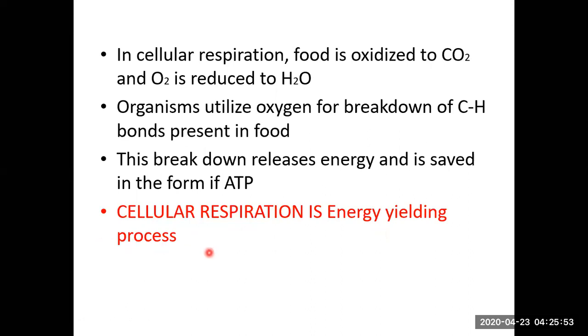So let's have a quick example according to your book. When we burn a fuel, it utilizes oxygen, obviously, and yields energy in the form of light and heat. In this burning process, oxygen is used to break C-H bonds, while in our body, C-H bonds in our food are broken down utilizing this oxygen. And finally, this energy, which is released in this catabolic reaction, is stored in the form of ATP, which is adenosine triphosphate.